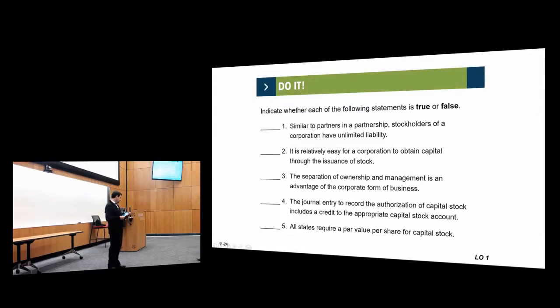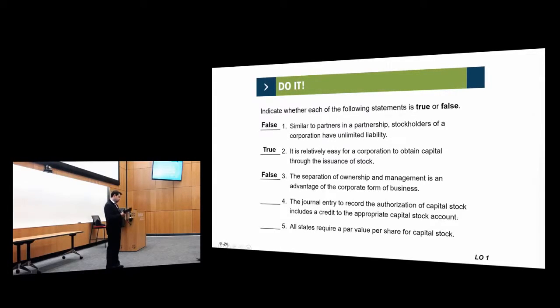Before we do that, let's do this. Indicate whether each of the following statements is true or false. Similar to partners in a partnership, stockholders of a corporation have unlimited liability. It is relatively easy for a corporation to obtain capital through the issuance of stock. The separation of ownership and management is an advantage of the corporate form of business. Is this an advantage or a disadvantage?